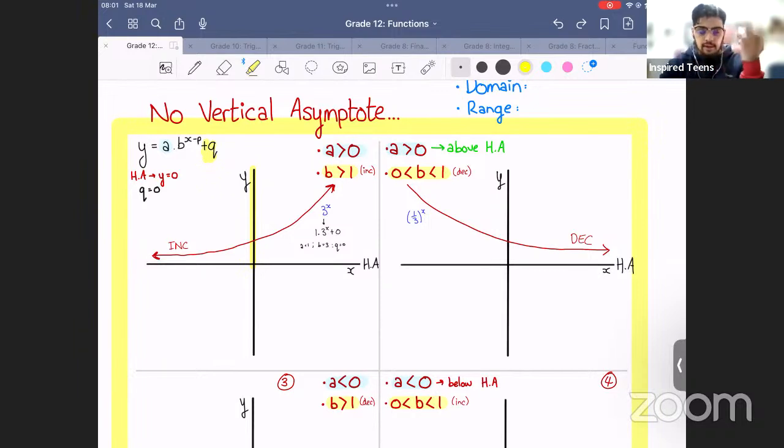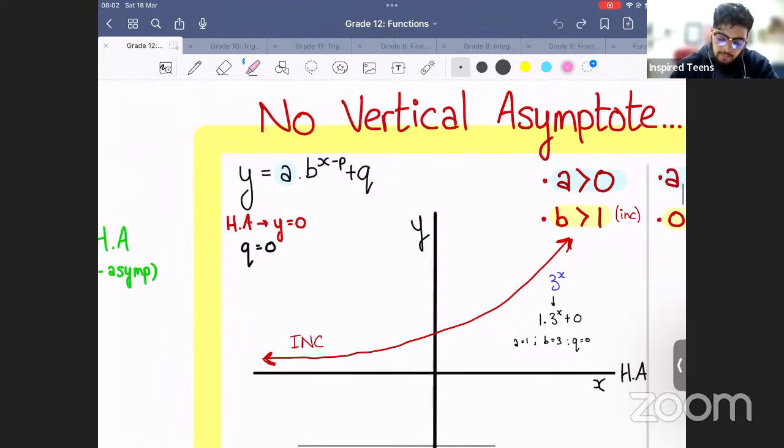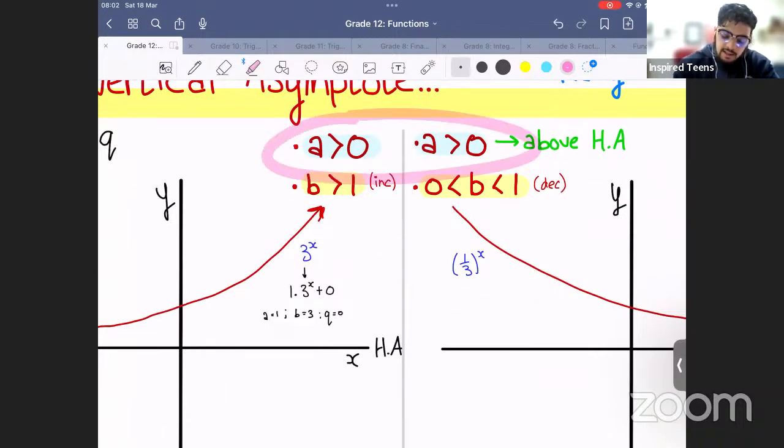But please note that the rules for when it's above or below are with respect to the horizontal asymptote. So when we talk about it needing to be above or below, we are talking about the horizontal asymptote. Please don't assume that it's just always above the x-axis or below the x-axis. Again, we're working with the horizontal asymptote. So basically we have this general formula: y is equal to a times b to the power of x minus b plus q, where when a is greater than 0, that's when our graph is above the horizontal asymptote.